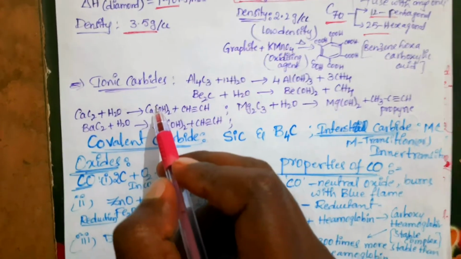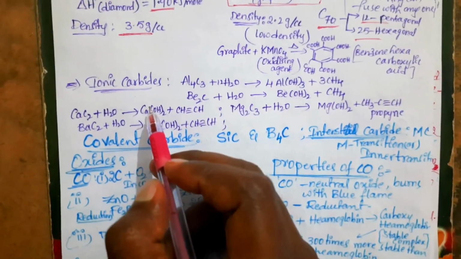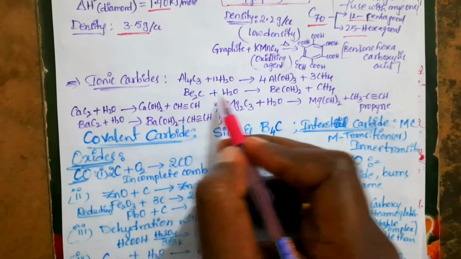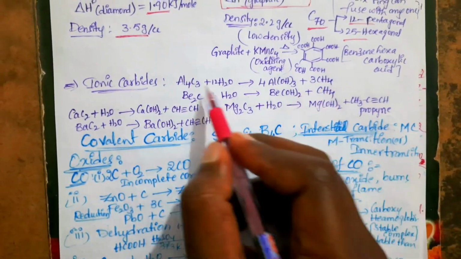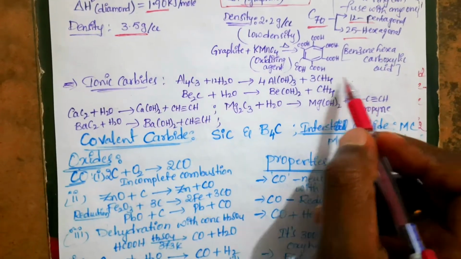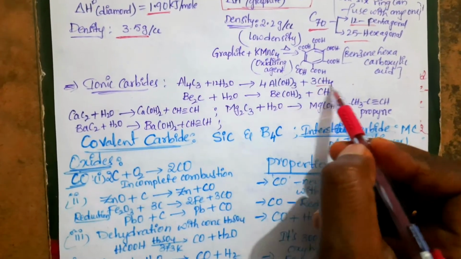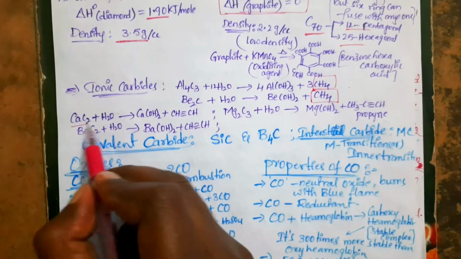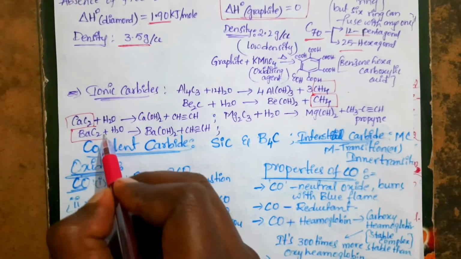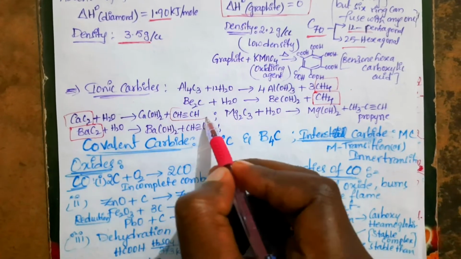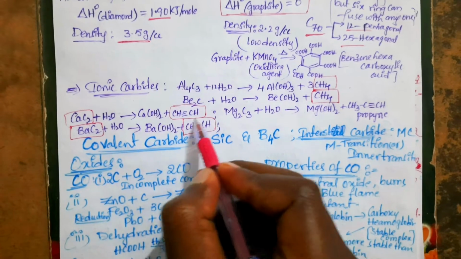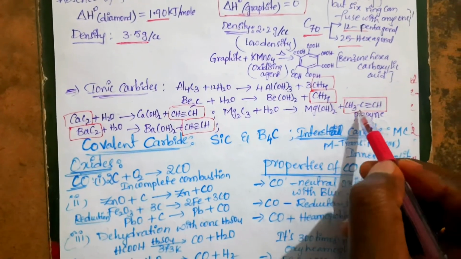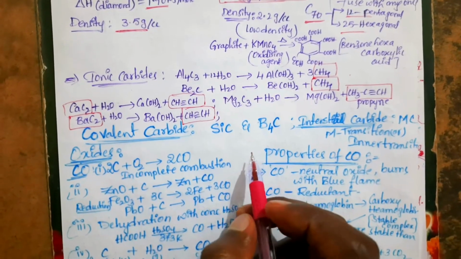Now the carbides: carbon can form carbides with metal atoms. Aluminium and beryllium carbides on hydrolysis give methane, the one-carbon hydrocarbon. Calcium carbide and barium carbide on hydrolysis lead to the formation of acetylene gas. Magnesium carbide by hydrolysis gives propyne, which is very important.